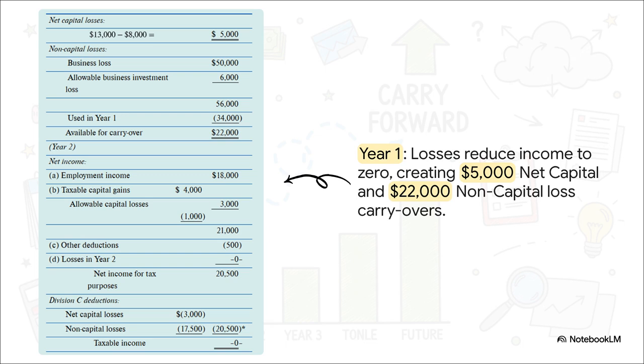Okay, now for everything else. We add up the positive income: $12,000 from employment, $20,000 from business, and $2,000 from other sources. That's $34,000. Then we add up the other losses, a $50,000 business loss and a $6,000 ABIL. That's $56,000 in total. We use $34,000 of those losses to bring our taxable income for the year down to zero. We're still left with $22,000 in unused losses, and that becomes our non-capital loss to carry forward.